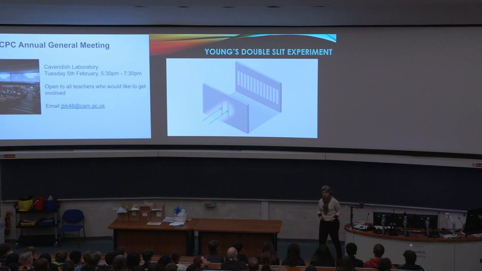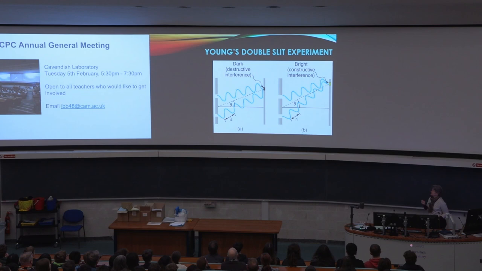Your teachers are amazing, but I don't think they can make infinitely thin double slits. And so what you will see is something on top of this pattern, and that's what we're going to talk about. So where do Young's double slits come from?